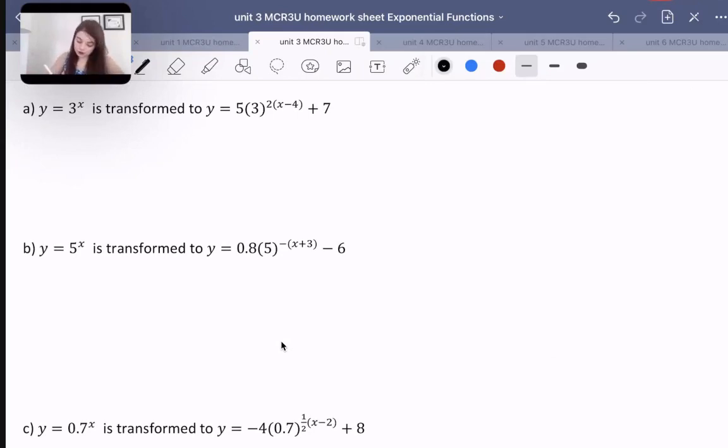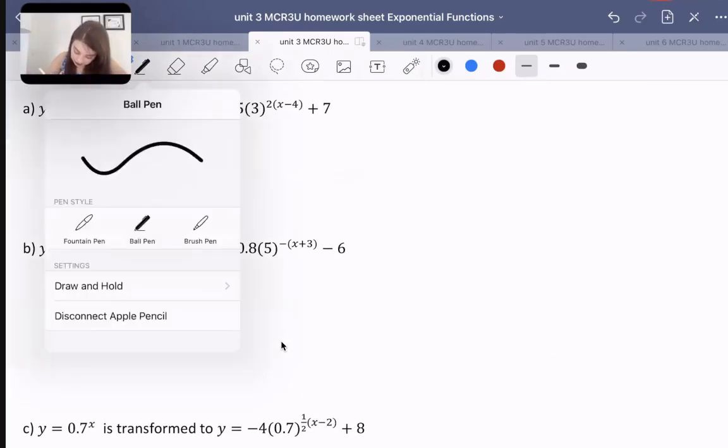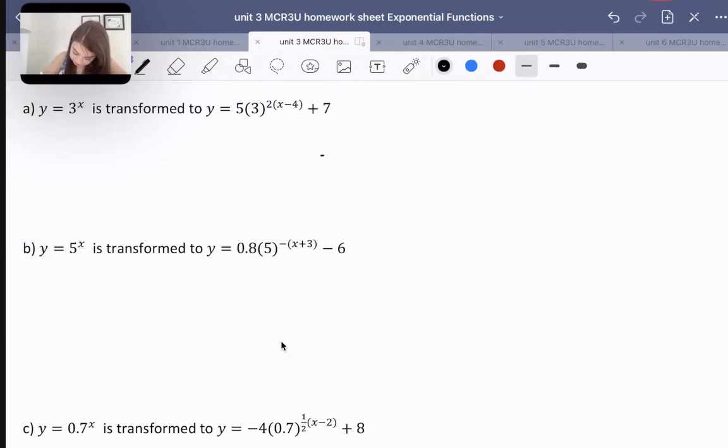For the first one, before we do that, let's notice that the original function is 3 to the power of x, and we want to know what's changed. What transformations would we have to make on that parent function in order to move it to this new function, y equals 5 times 3 to the power of 2 times (x minus 4), plus 7. Okay, so let's do that.